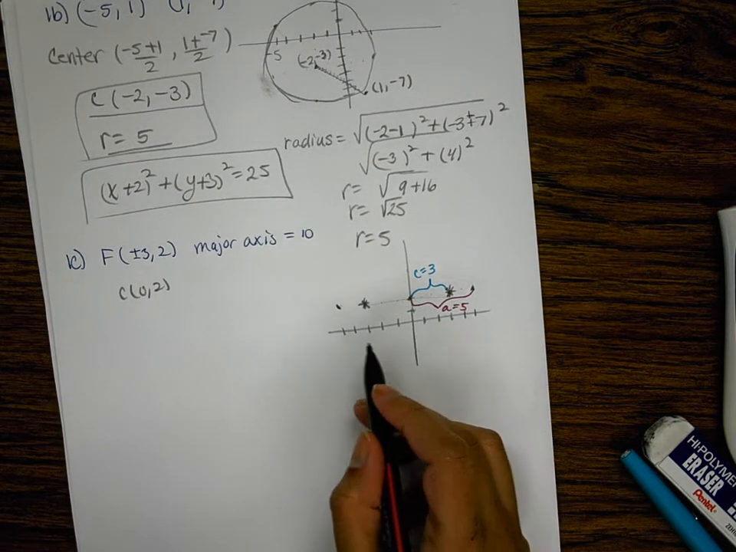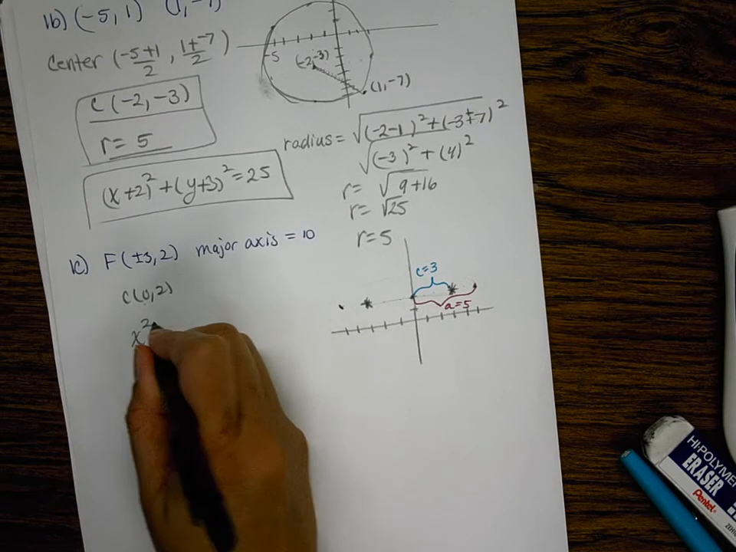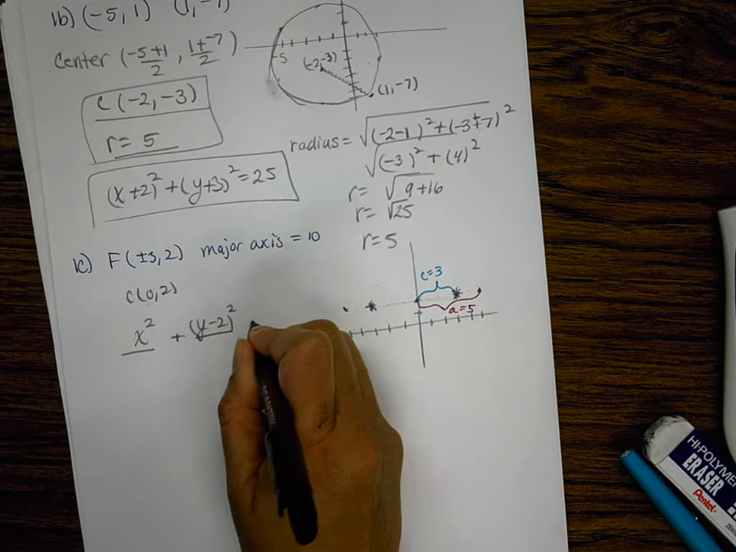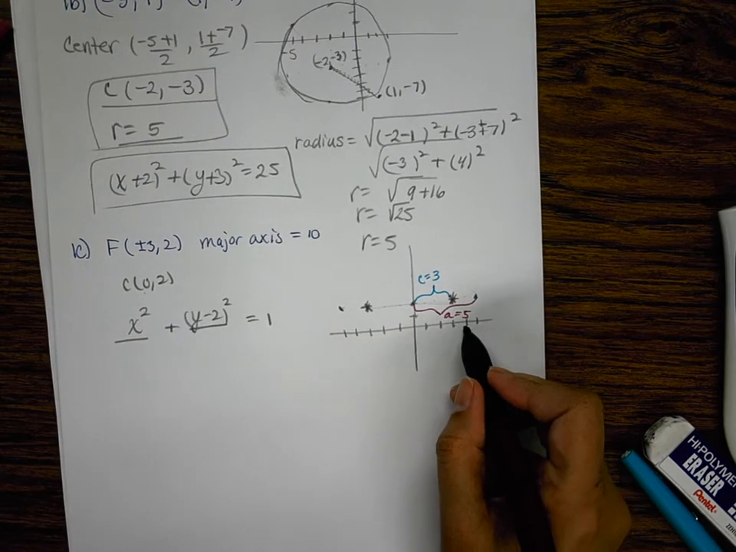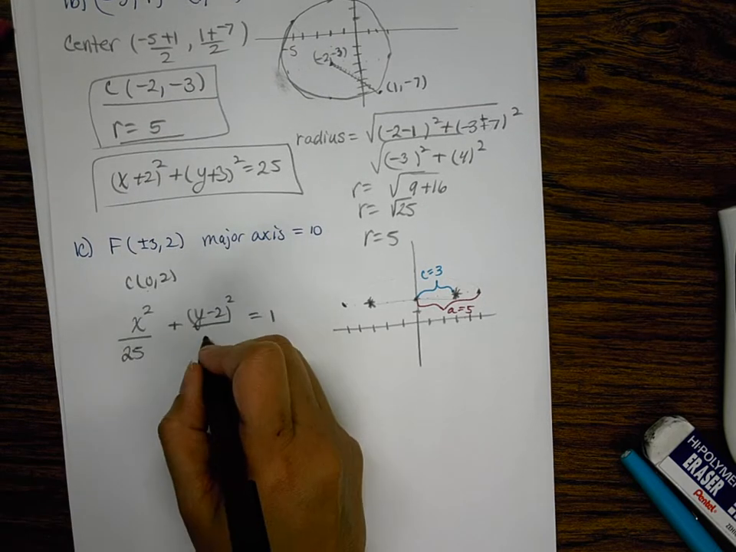Okay, x squared always comes first on these, and it's x minus 0, so just x squared, plus y minus 2 quantity squared over blank equals 1. I know A is 5, 5 squared is 25, and that goes with the x. This is going to be my b squared.